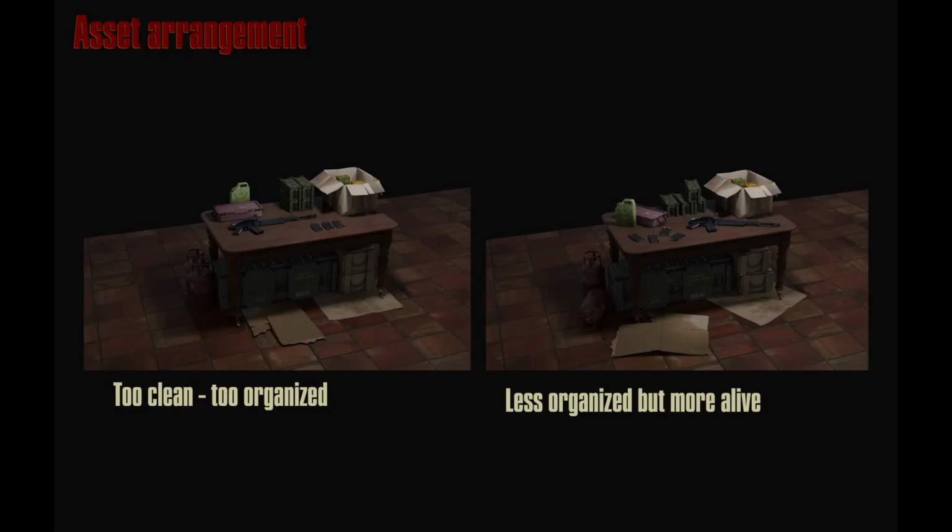Position yourself in this story. Allow it to show our imperfections as humans, because that's a big part of what makes us human. We want to see that back in our images. Just by tilting the boxes and the ammunition, it tells us that they were used not too long ago. So keep this in mind when you organize your assets in your scene.